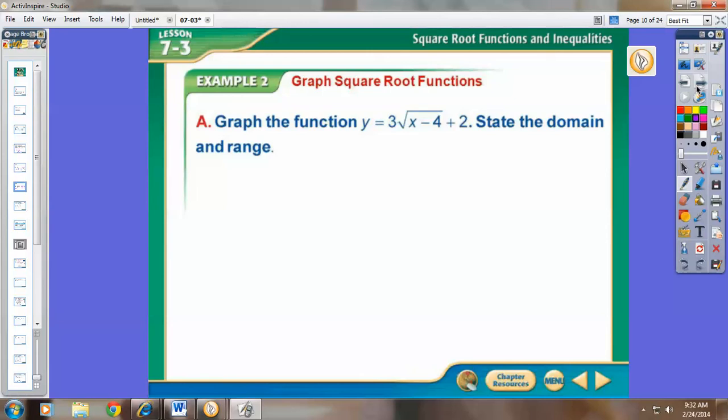The first thing we're going to do is graph this. If we're given a function or an equation that we have no idea what it looks like, how do we graph it? We have no idea where to start on graphing. You don't know what it's going to look like.